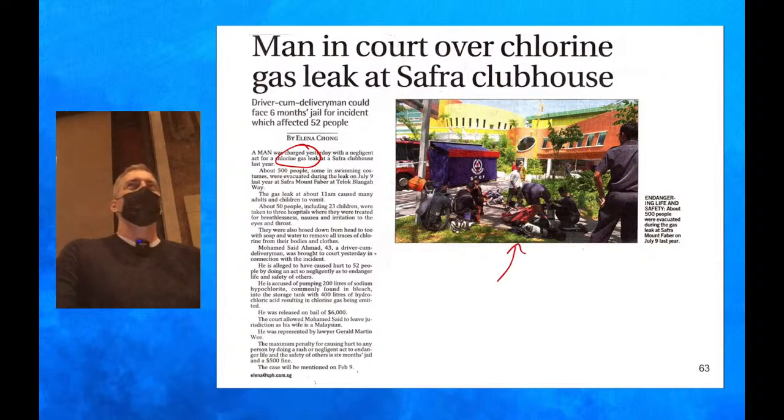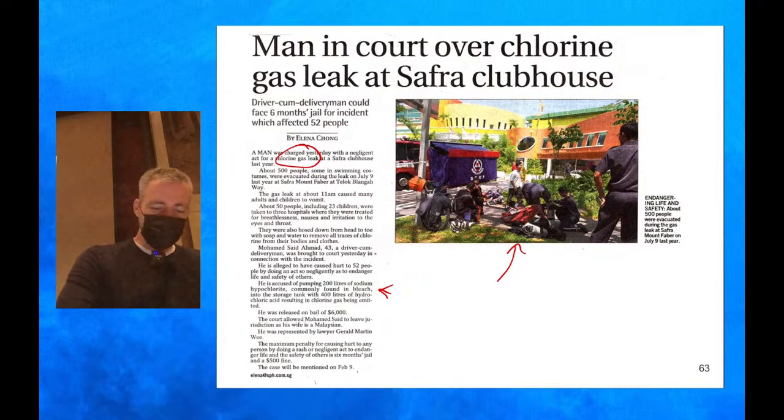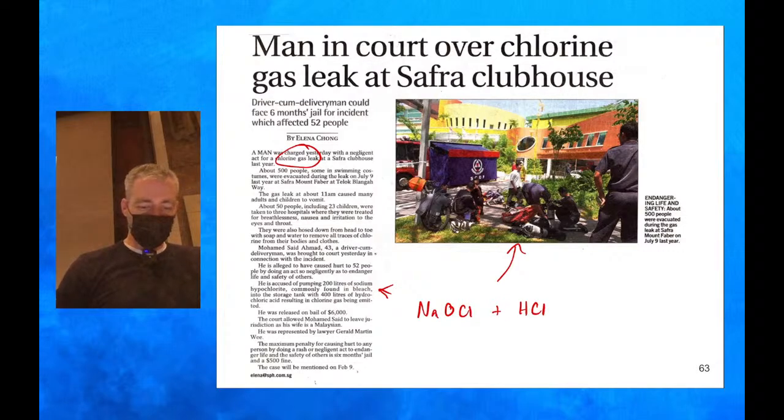So this is a place where chlorine definitely can cause danger, and chlorine comes in actually a couple of different forms. You see here, it says he is accused of pumping 200 liters of sodium hypochlorite, which is also bleach, or Javex, commonly found in bleach, into the storage tank with 400 liters of hydrochloric acid, resulting in chlorine gas being emitted. So this is pretty crazy. What the chemical reaction is here that he caused was sodium hypochlorite, NaOCl, reacting with hydrochloric acid, 400 liters of it.